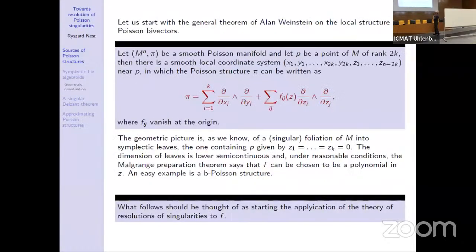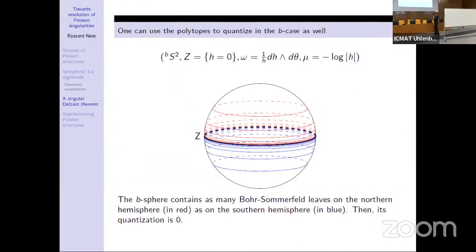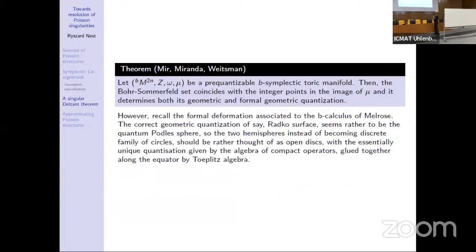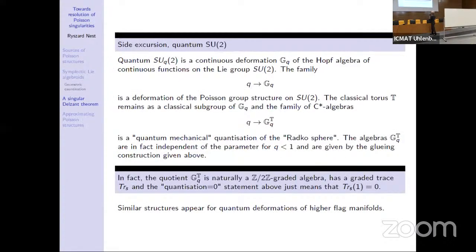Let's go back. What I just said was the b-calculus of Melrose, where we glued together using this boundary information. There is something similar that comes from what's called the Podleś sphere. So what is the Podleś sphere?